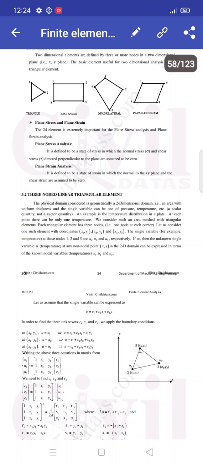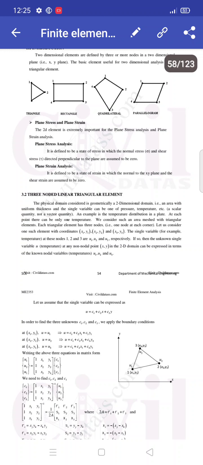Two-dimensional elements are defined by three or more nodes in a two-dimensional plane, the xy plane. The basic element useful for two-dimensional analysis is the triangular element. There are triangular, rectangular, quadrilateral or parallelogram elements, used for plane stress and plane strain. The 2D element is extremely important for plane stress analysis and plane strain analysis.